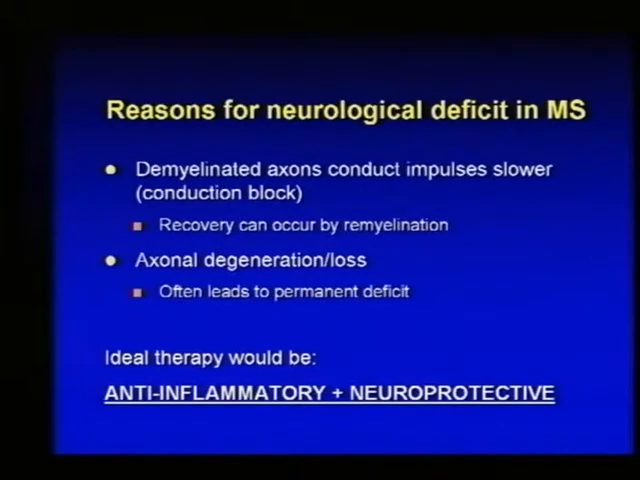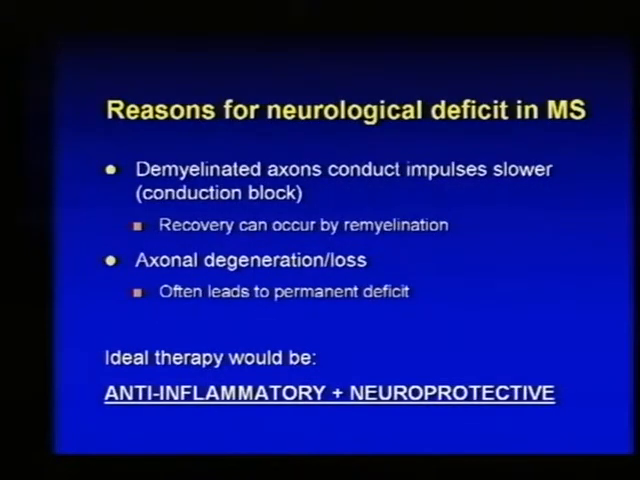So with respect to what causes disability in a patient, the axons, when they are demyelinated, conduct nerve impulses slower. And this may be a reason for the neurological deficit that is seen in a relapse. But recovery can occur by remyelination. Everyone has the capacity to re-insulate nerve fibers. But when there is axonal degeneration happening as well, then there is nothing to remyelinate. One loses that nerve fiber, and it's usually permanent.